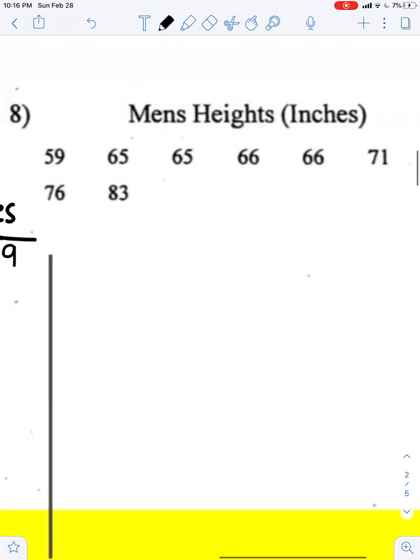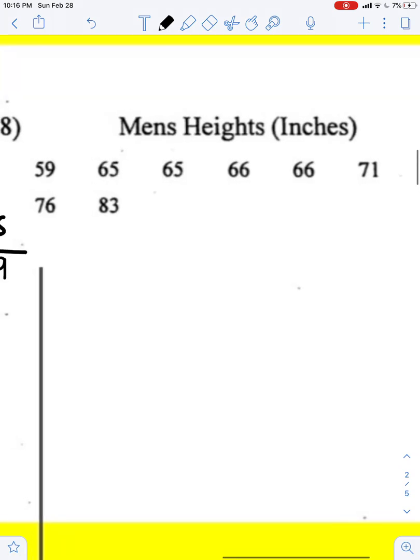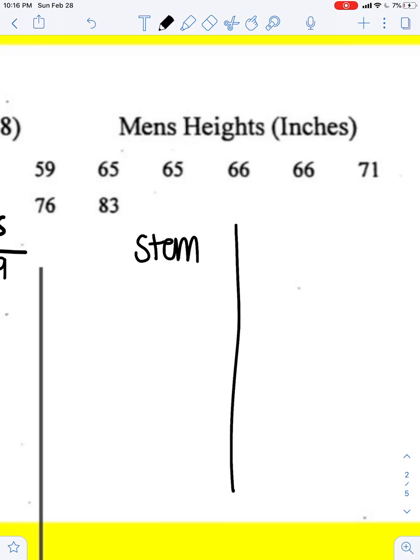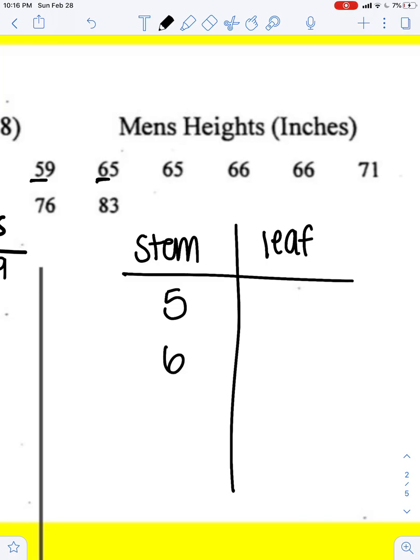So we're going to do another one together. So it gives us men's height in inches. So we start with our stems over here and our leaves over here. And once again, they are nice enough to put this in order for us. So let's look at our tens places. I've got a 50 right here, so I need to put a 5. I have a 60, so I'll need to put a 6, and then a 60, 60, 60. Then I have something in the 70s, so I'll need a 7. And then I have something in the 80s, so I'll need an 8. And now I've got my stems done.